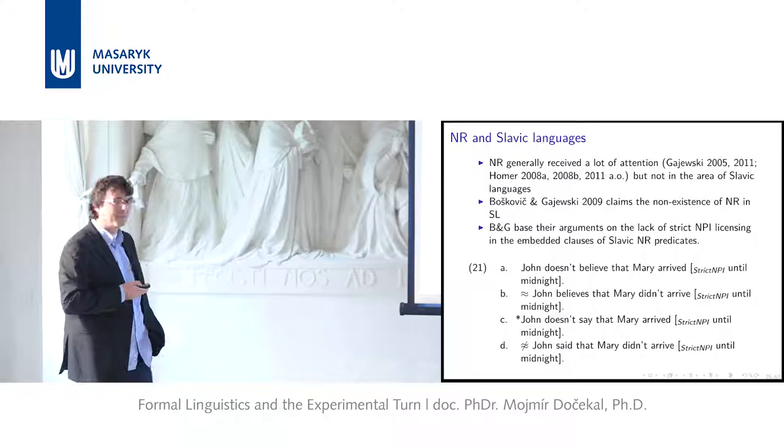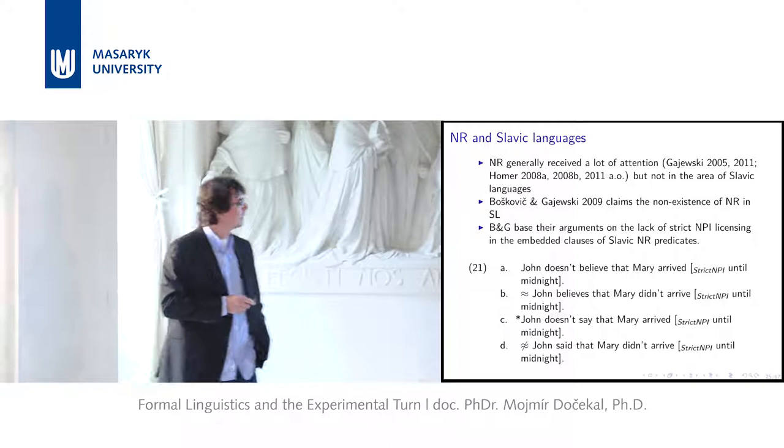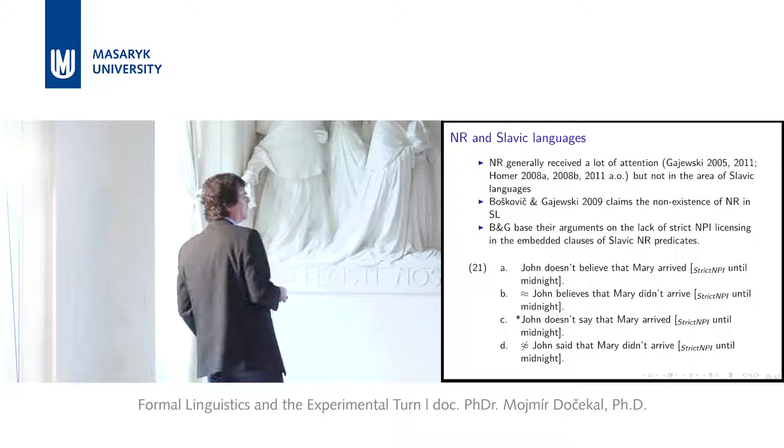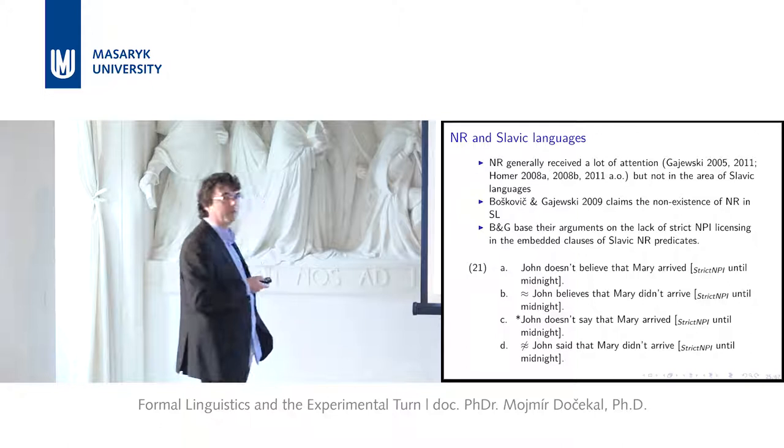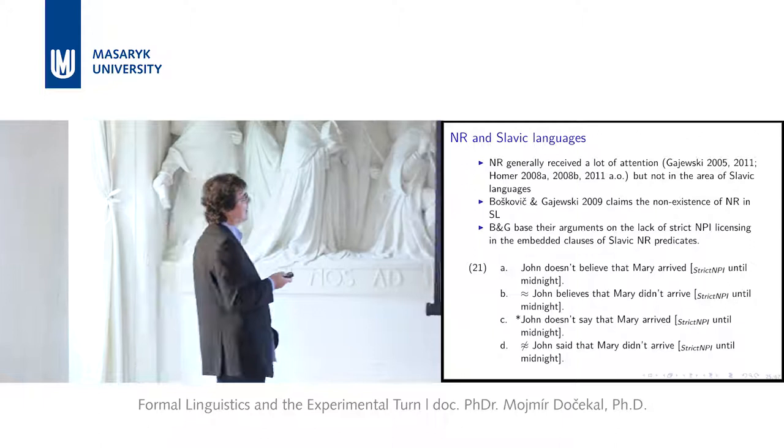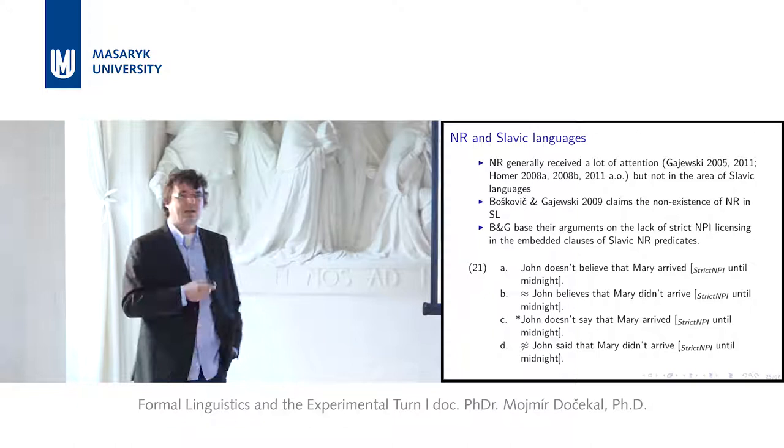But of course, that's all about English. Homer touches something from French, but it's about English. So it's very popular, but in the central linguistics. And when you look at Slavic languages, there was only one article co-authored by this Jon Gajewski, a really smart guy in semantics, and Željko Bošković, one of the big names in current formal syntax. And they claim that Slavic languages are strange because they don't have anything like neg raising. That there is nothing like neg raising in Slavic languages.